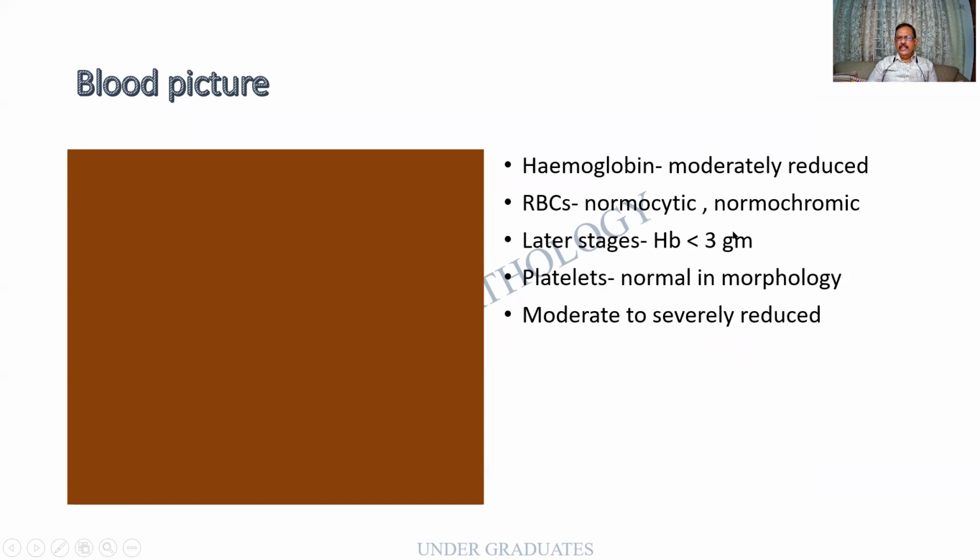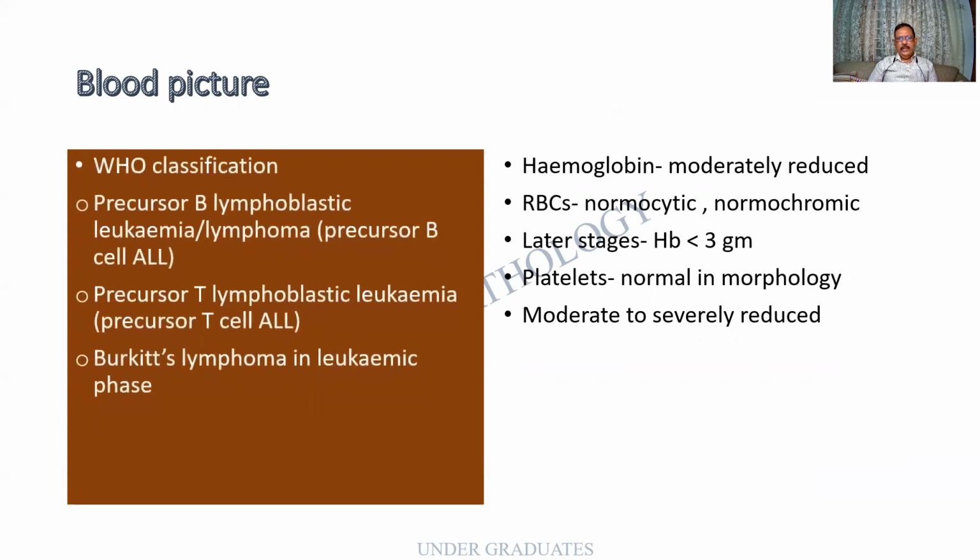Look at this one. In the late stage, the patient can have hemoglobin as low as 3 grams, and obviously there will be a cardiac failure. Platelets are reduced, and it can be moderate to severely reduced. So this is a general feature. Purposely and pertinently, I have not included the WBCs in this.